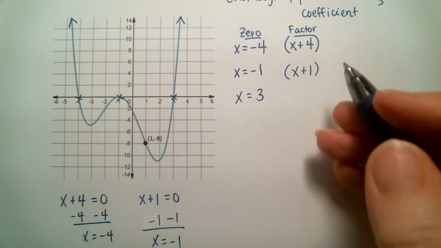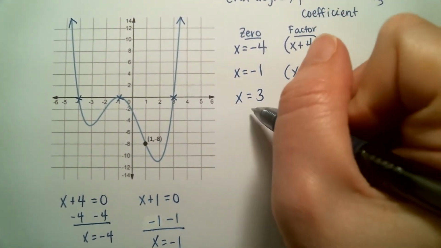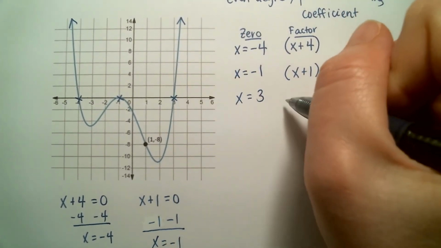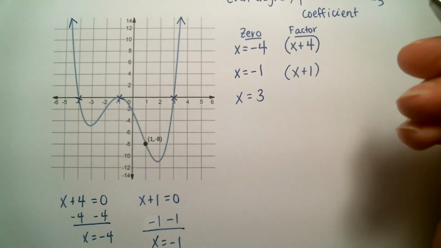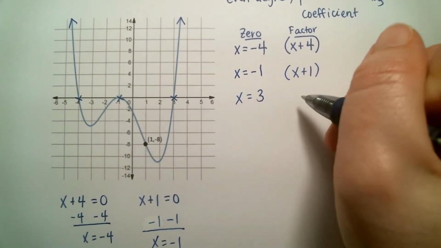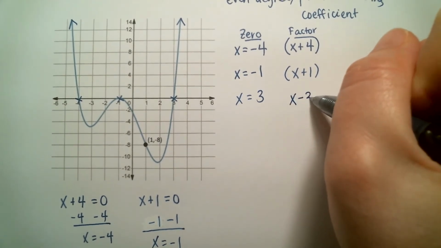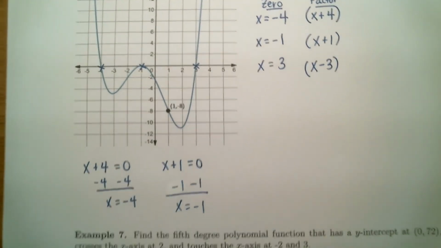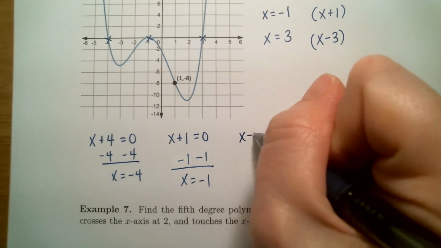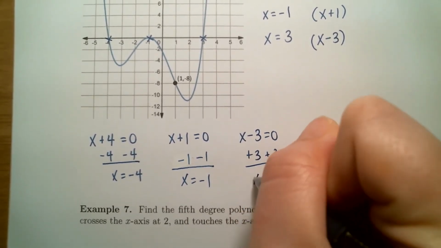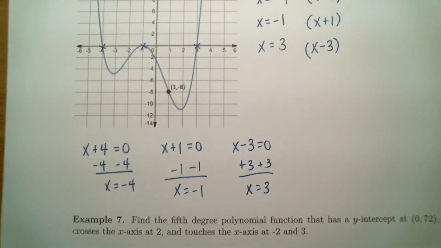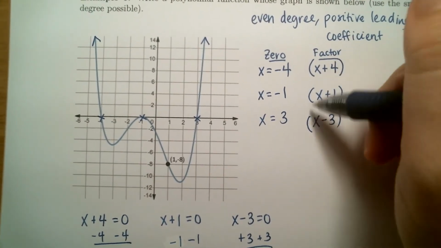So the last x-intercept, or 0, is going to be 3. Again, you have to think, what factor would give me x equals 3? Well, it's going to be x minus 3. Because if I take x minus 3, set it equal to 0, and solve this, I'm going to get the 0, x equals +3. So these are our factors.